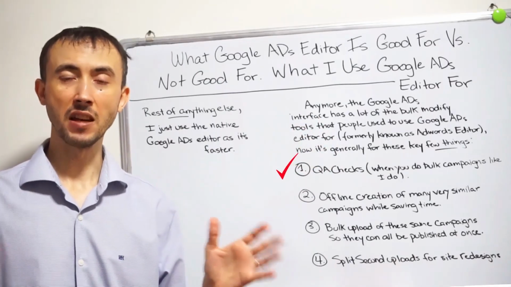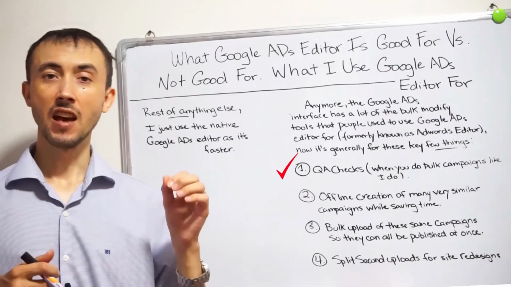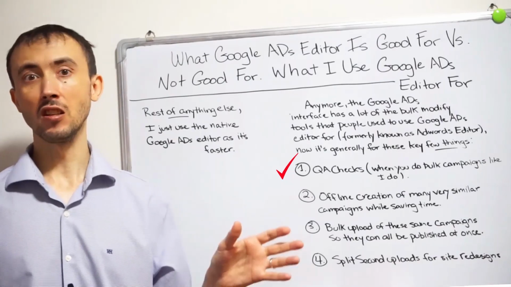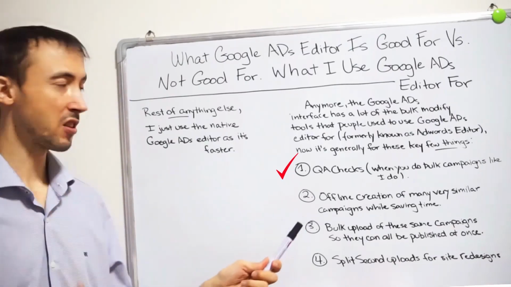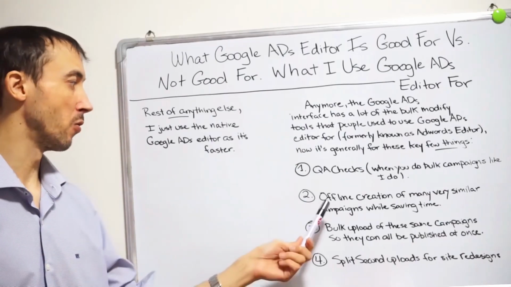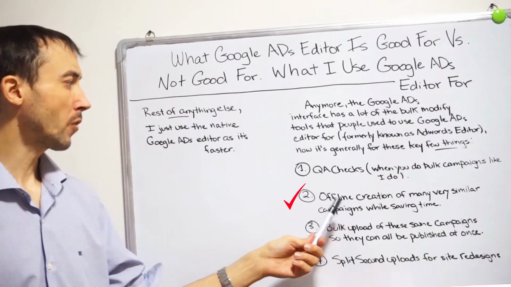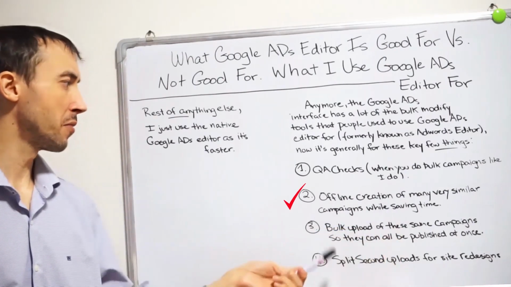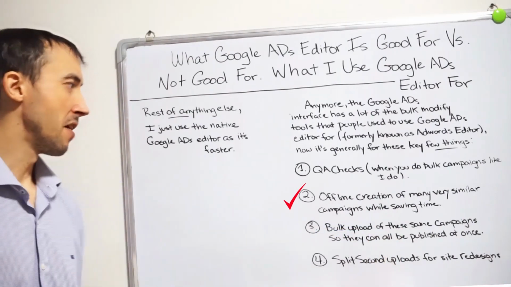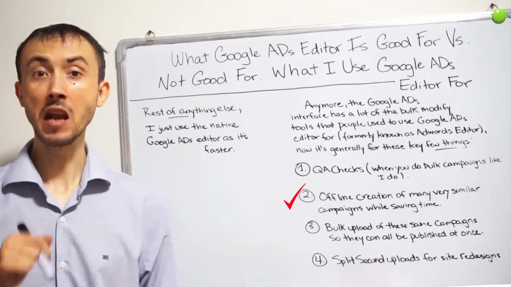Once in a great while I'll make a typo, but with Google Ads Editor, it's very, very easy to check your work. So that's the first thing. I guess that's probably the main thing I use it for, the most commonly anyway. Two, you can do offline creation of very similar campaigns while saving time creating those campaigns.